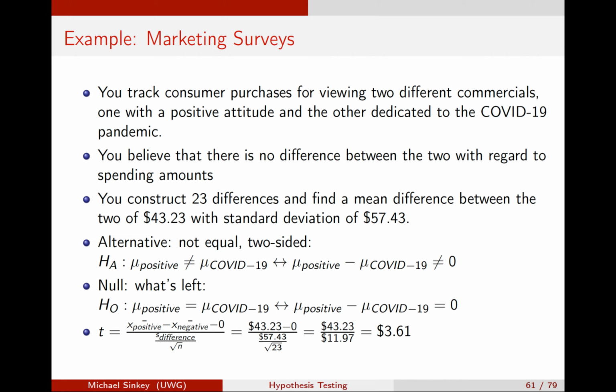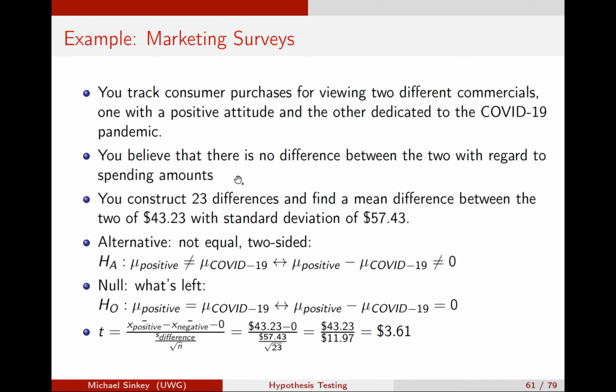Okay, so you track purchases for two different commercials. You construct the 23 differences. Here's the alternative. Here's the null. Here's how we find the test statistic. The difference between the positive and the COVID-19 is 43.23. This should say COVID-19. I just kind of assumed everybody thought it was negative.